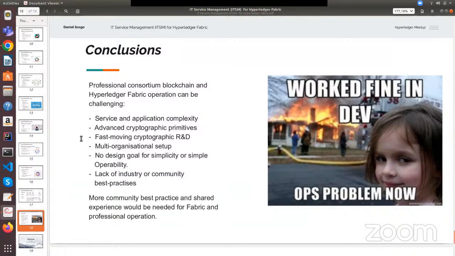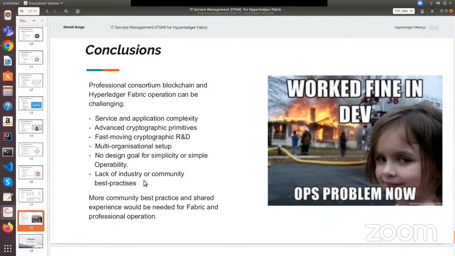Then what makes the situation very difficult is the multi-organizational setup, especially if these organizations are enterprises with different standards, different best practices, and different IT service management practices. Then things can be really challenging. Also, in most blockchain systems, simple operability is not a design goal. I've never seen a system where the goal was to build a blockchain that can be operated or maintained in a simple way. That's usually not a design goal. That's like priority 20 or something.